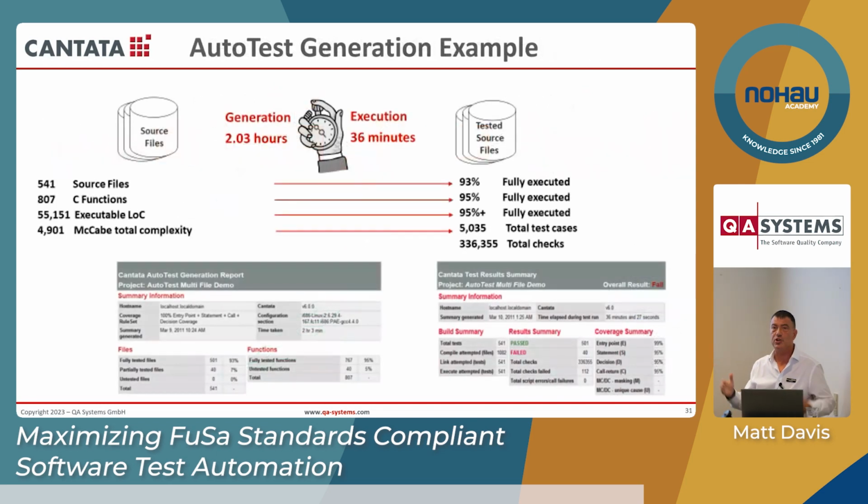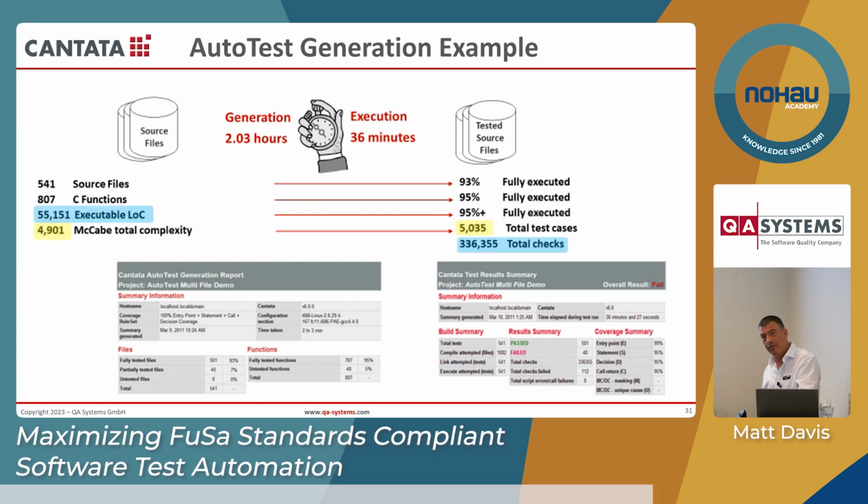This little example just shows the degree of optimization that we have in Cantata AutoTest. The times here are from quite a while ago, so we didn't rerun this exercise. So we're roughly about twice as fast now in terms of this. We took 55,000 lines of executable C code. We worked out with McCabe's cyclomatic complexity the number of different decision outcomes of that code. Aggregate 4,900. We created 5,035 test cases for it. That's very close to optimal.